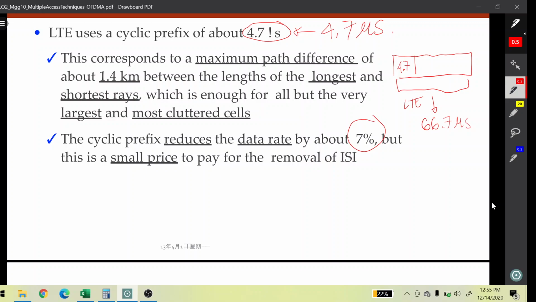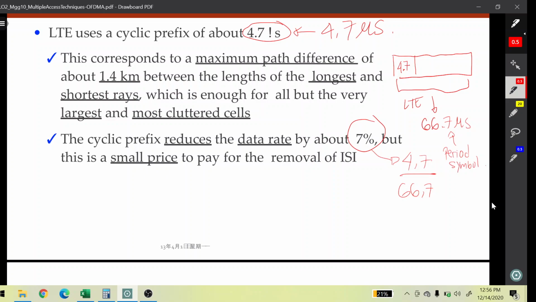Because 4.7 out of 66.7 is allocated for the cyclic prefix. Now, 66.7 is the symbol period of one resource element. We reduce the data rate by about 7%, however, we remove the intersymbol interference.